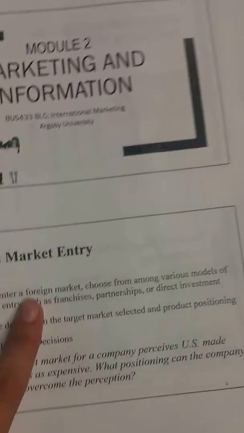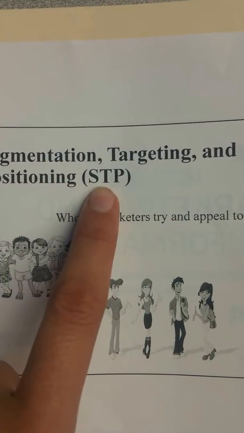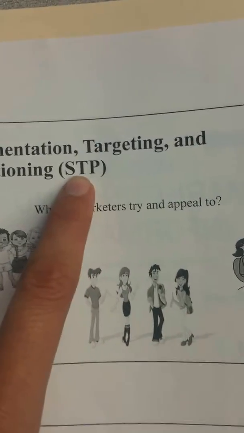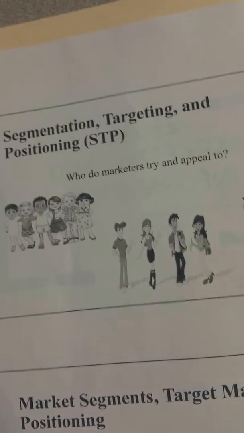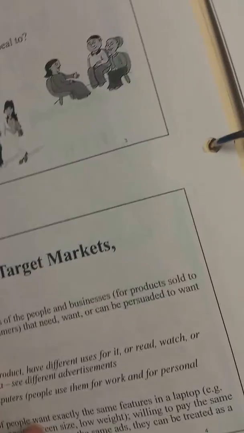Module 2, marketing and information. So global market entry, we'll go over that. And the STP, what does STP stand for, guys? Segment, target markets, and positioning. Segmentation, very good. That's when we target, and finally we want to position. Okay, this, and then after that, market segments, target markets, and positioning.